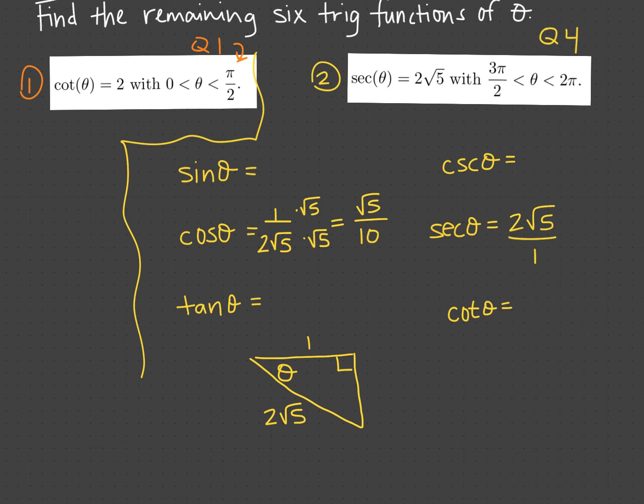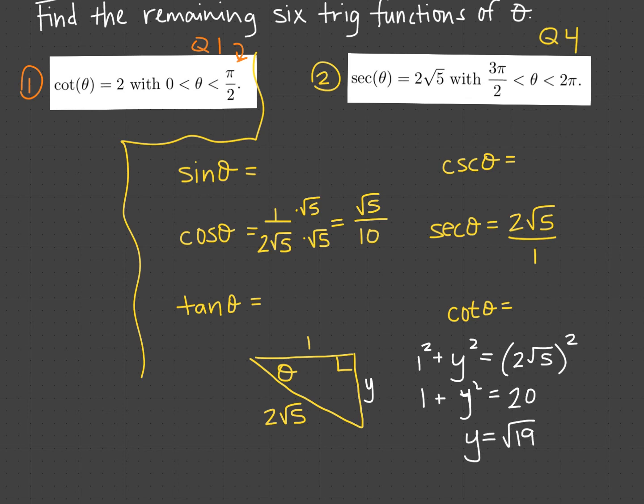Now we need to find the missing side length using the Pythagorean theorem in order to find the remaining 4 trig functions. So solving the Pythagorean theorem, we'll have 1 plus y squared. And then when we square 2 root 5, we'll have 2 squared, which is 4, times root 5 squared, which is 5. So we'll get 20. When we subtract 1 from both sides, we'll get that y squared equals 19. So taking the square root, we'll have that y is the square root of 19.